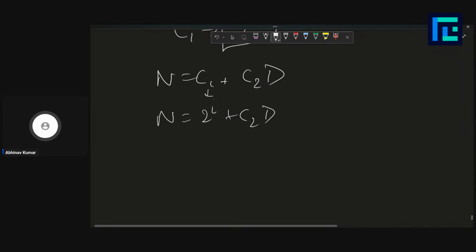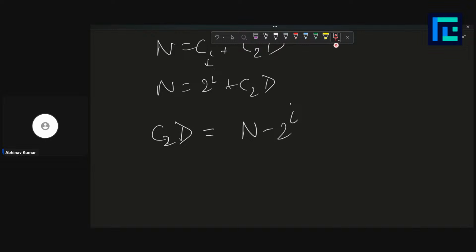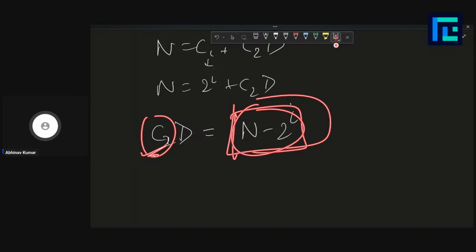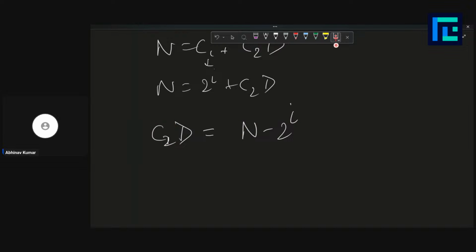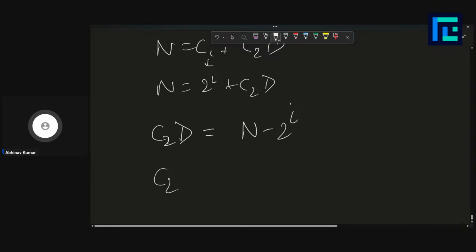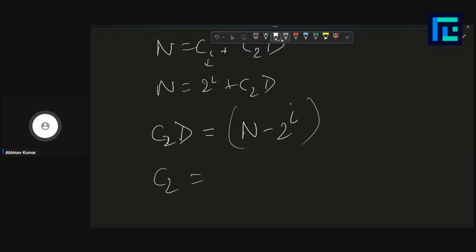So what we want to achieve is C2 times d should be equal to n minus 2 to the power I. So first of all, this C2 is an integer, so this should be divisible by d. If it is not divisible by d, then this is not possible. Directly you can say for that particular I, it is not possible to reach n. So first check whether this is divisible by d. If this is divisible by d, your C2 should be n minus 2 to the power I upon d.